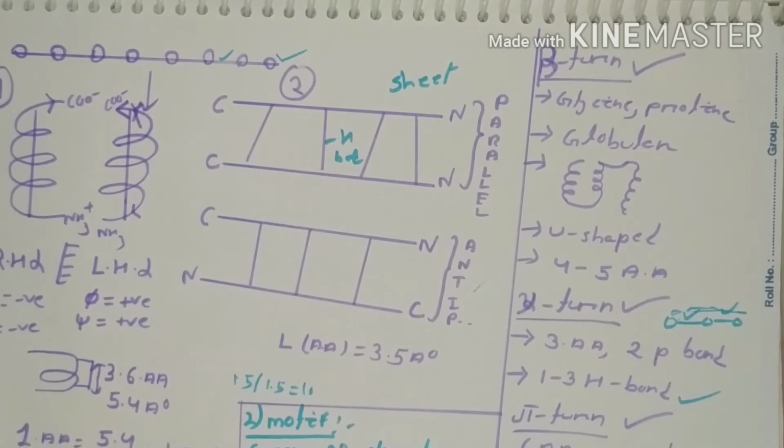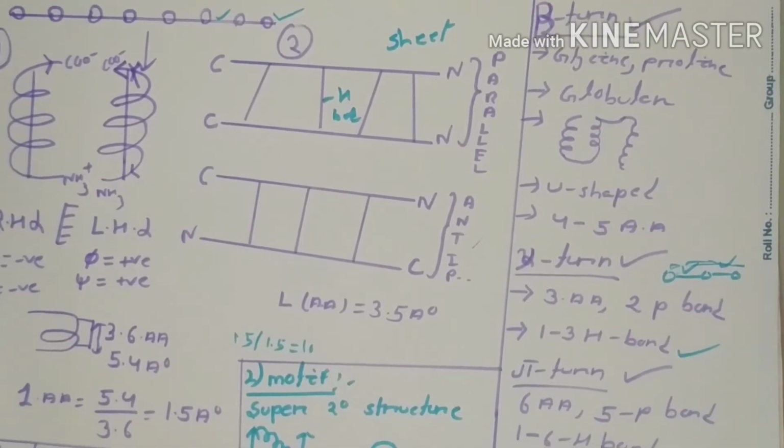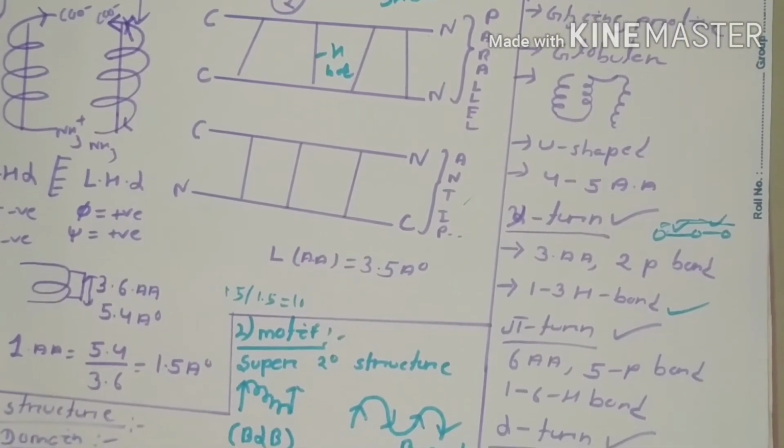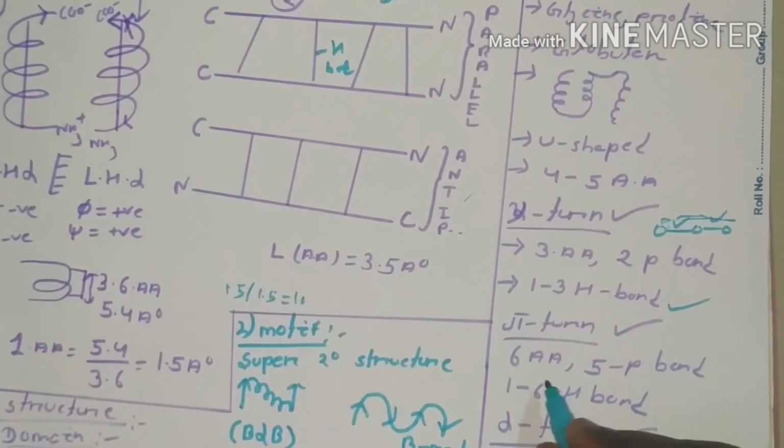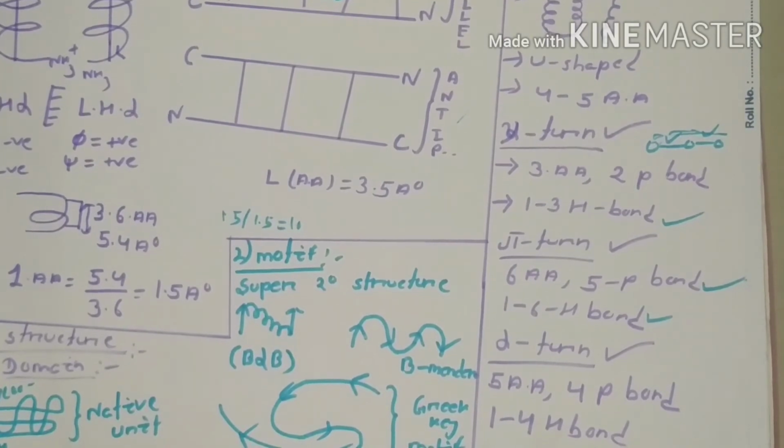Okay, then there is the pi turn. In the pi turn, there will be 6 amino acids, and among the 6 amino acids there will be 5 peptide bonds, and the H bond is present between the 1st and 6th amino acid. Then the alpha turn. In the alpha turn there will be 5 amino acids, the number of peptide bonds will be 4, and the H bond is present between the 1st and 4th amino acid.